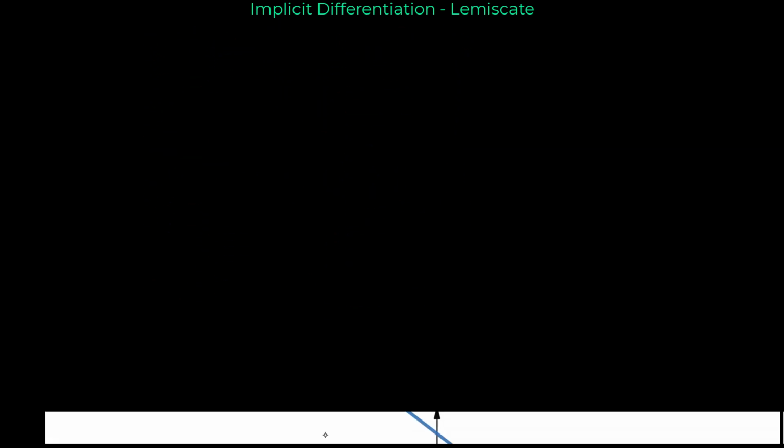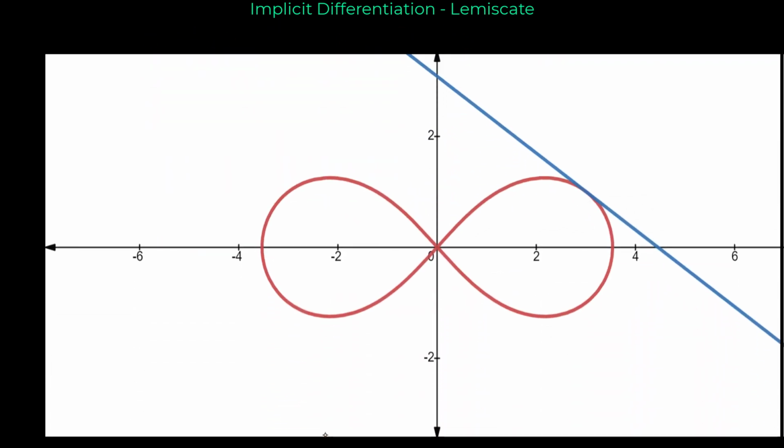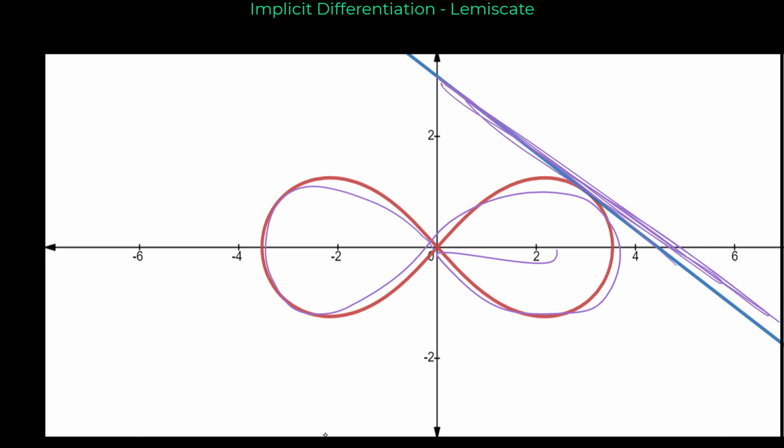Before I finish this video, let me show you the graph of that implicit relation. Here you can see the graph of that relation. This is its graph. And this line is the tangent line to this curve at the point 3 and 1, as you can see.